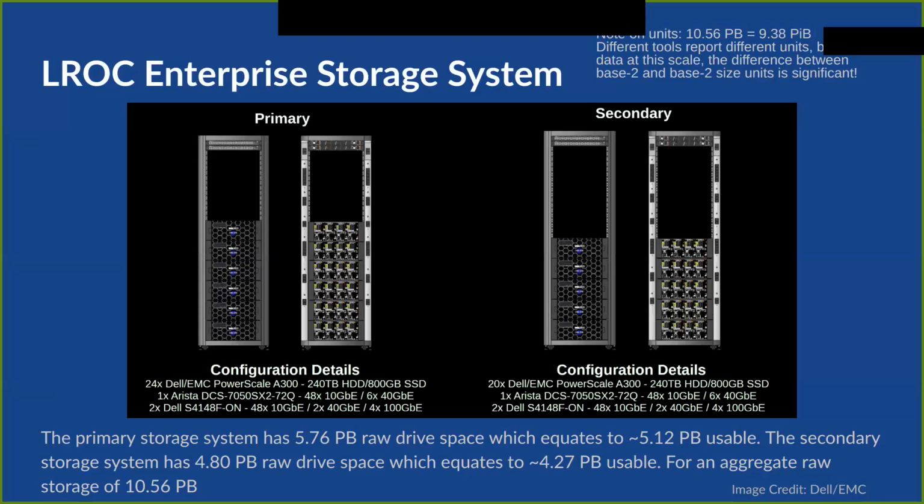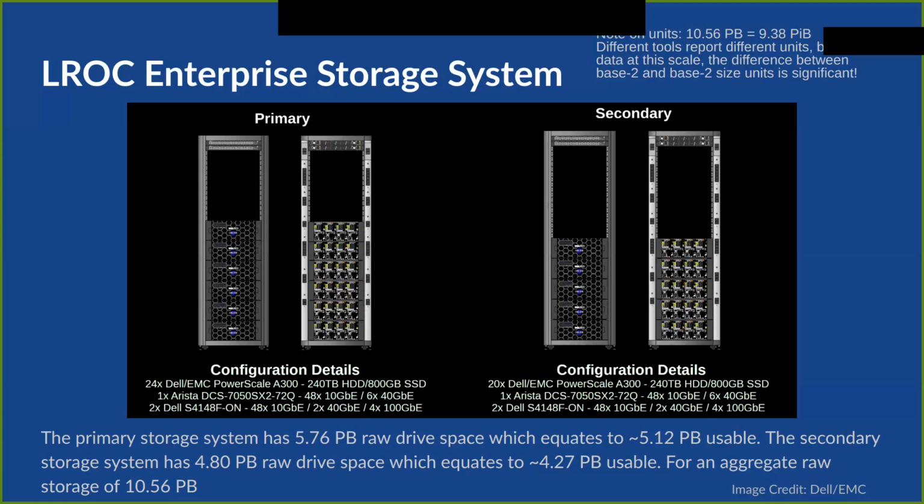So our storage system, as I said, is based on Isilon. We're actually in the middle of an upgrade right now, which will hopefully be done in a couple of months. This is what the cluster will look like when the upgrade is finished. The primary storage system will be at 5.76 petabytes in raw drive space, which equates to about 5.12 petabytes usable. And the secondary is about 4.8 petabytes raw space, which equates to about 4.27 petabytes usable.